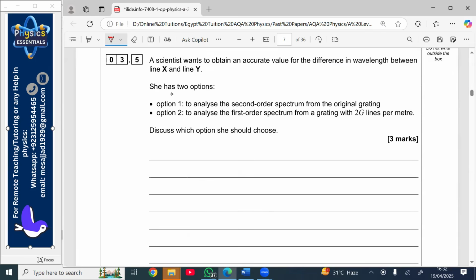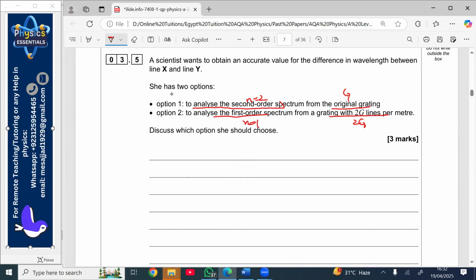3.5. A scientist wants to obtain an accurate value for the difference in wavelength between line X and line Y. She has two options. Option 1, to analyze the second order spectrum from the original grating, and option 2, to analyze the first order spectrum for the grating with 2G lines per meter. Very important to understand. Here you have either n equals 2 and the same number of lines, or you have first order and double the number of lines per meter. So this is the option.